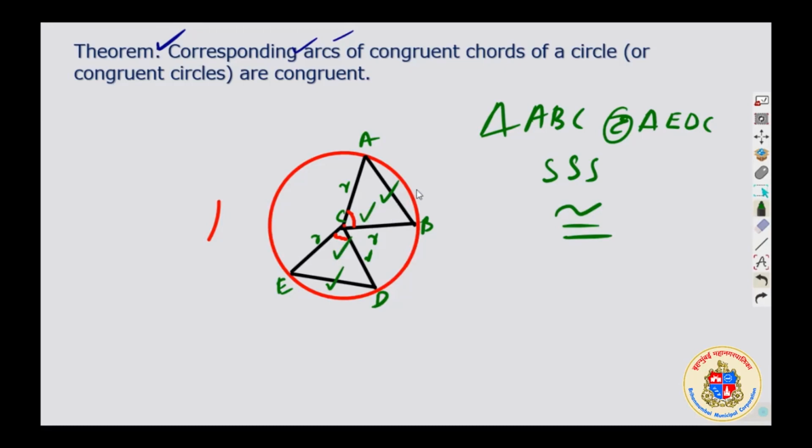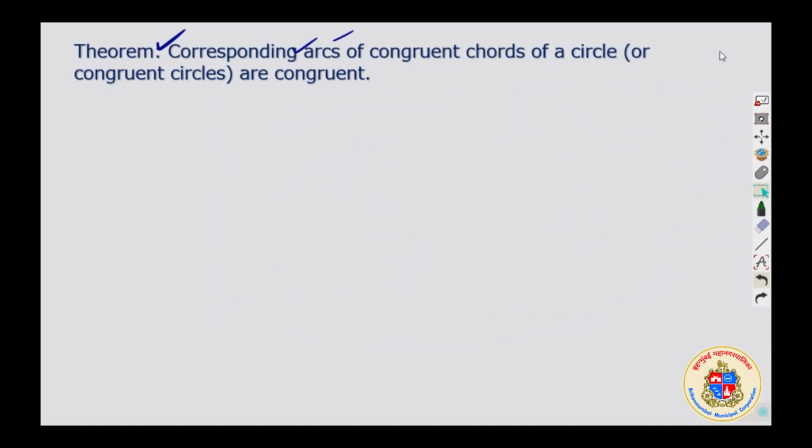So using the congruency test of triangles, we will prove that corresponding arcs of congruent chords of a circle are congruent. If there are congruent chords inside a circle, the arcs formed by them will also be congruent. It is not a very big discovery, but you should know how to prove it with the help of congruency of triangles. So I am not going further.